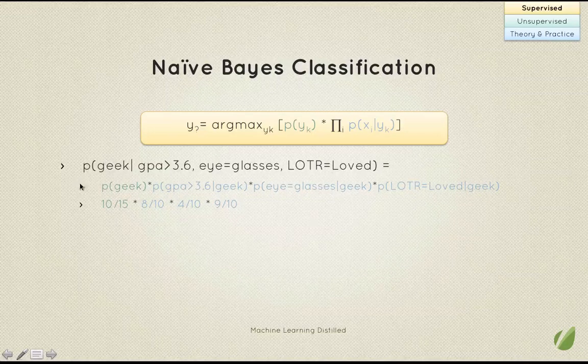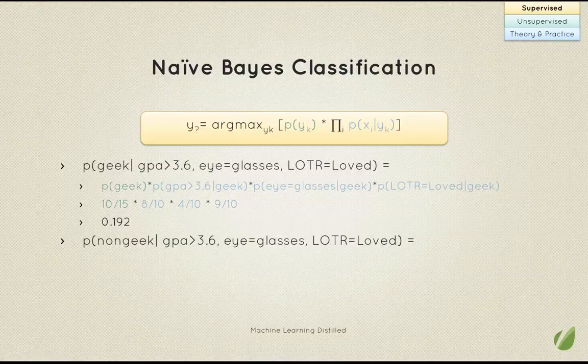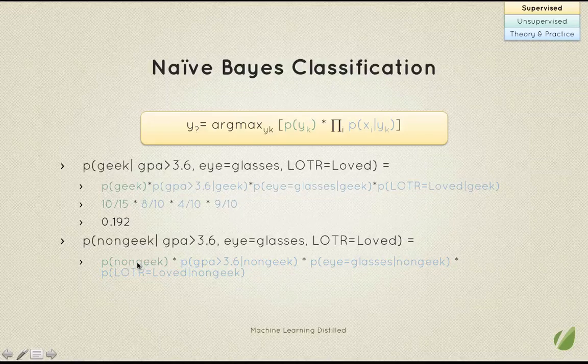When we compute this, we can extract these four values from the table that we computed just a few moments ago, do the math, and we get a number of 0.192. Now let's compute the probability that this person is a non-geek given our data. So this is the same individual, the same values in our input vector. Let's find out what these values are. So we've got the probability of non-geek times the conditional probability for each of these values, given that they're non-geek this time instead of geek as they were in this first part.